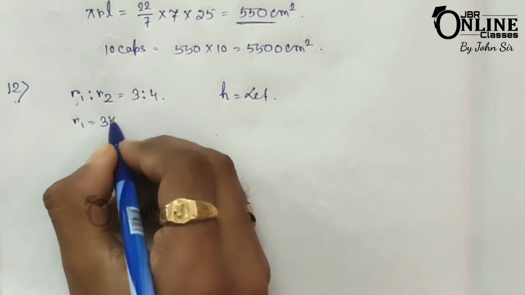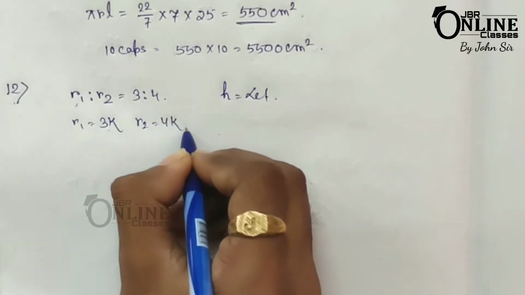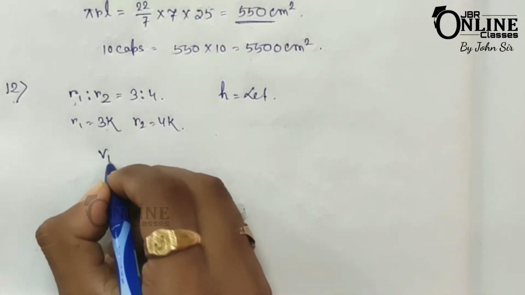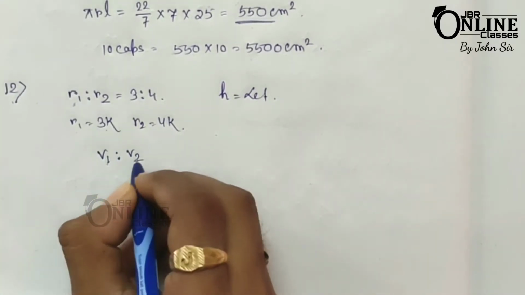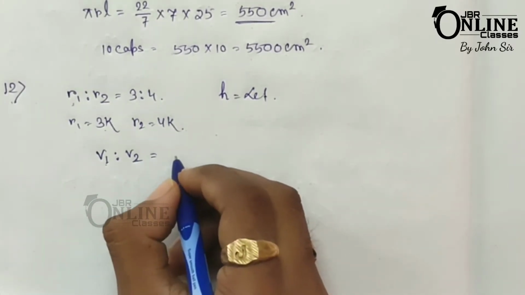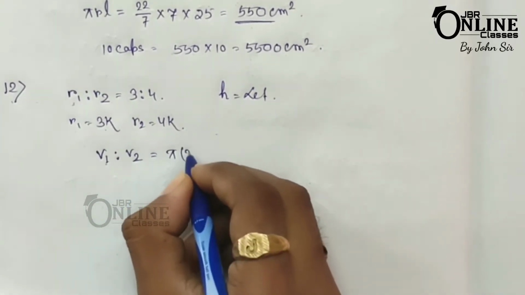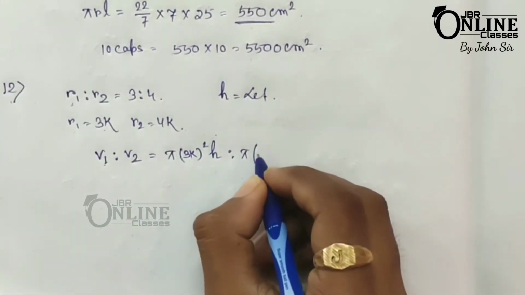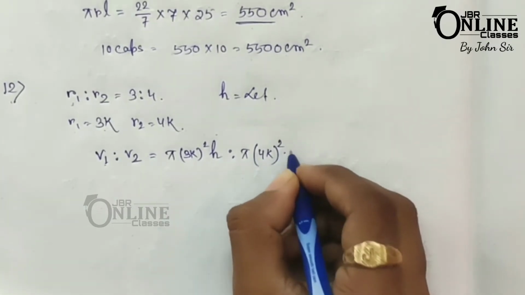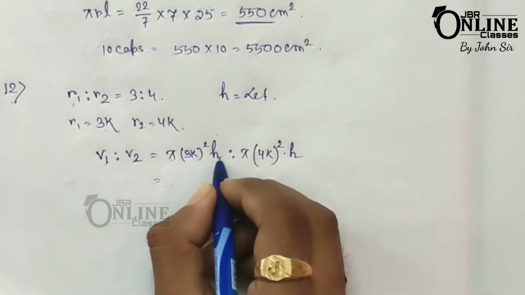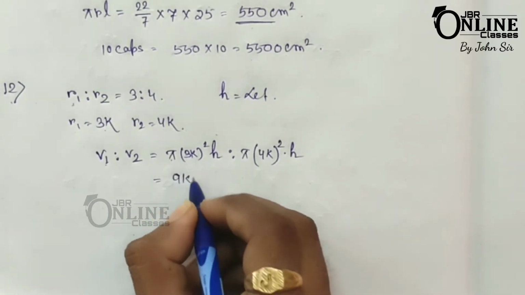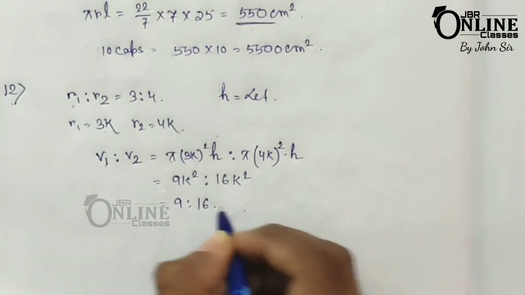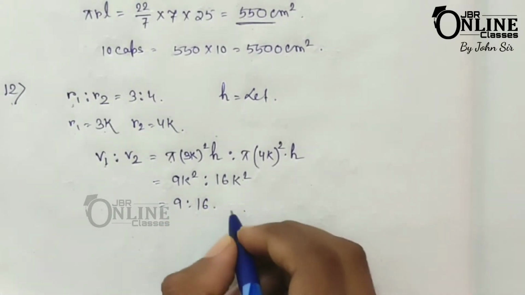R1 equal to 3k and R2 equal to 4k, where k is the proportional constant. So now we have to find the ratio between the first and second volumes, volume 1 and volume 2. The formula is pi r square h, that means pi, r square means 3k whole square, and h. Now the second one, pi r2 square, that means 4k whole square into h. So pi and h will be common, so here 9k square is to 16k square, and from that 9 is to 16. So 9 is to 16 is the final answer.